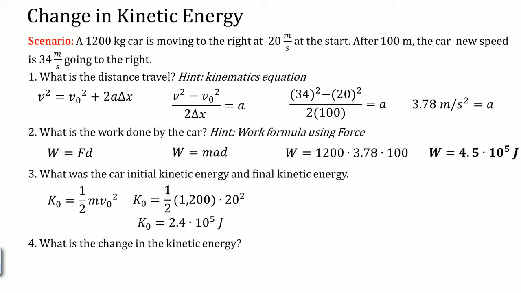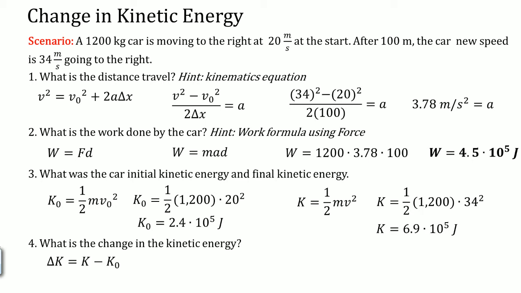What about the final? Same equation, 1/2 mv squared. Plug in the values. The new velocity was 34. And you get K is equal to 6.9 times 10 to the 5th. We know that the change is defined as final minus initial, so K minus K naught. Plug in the values. You should see that delta K in this case is 4.5 times 10 to the 5th joules. There should be something that you notice.